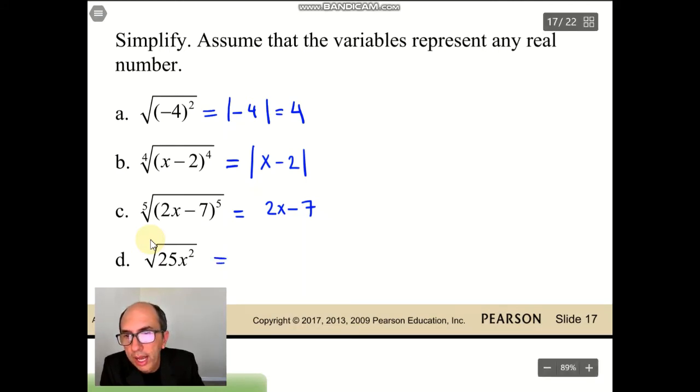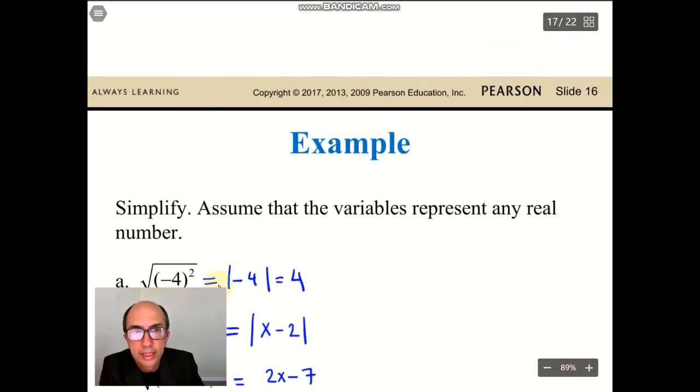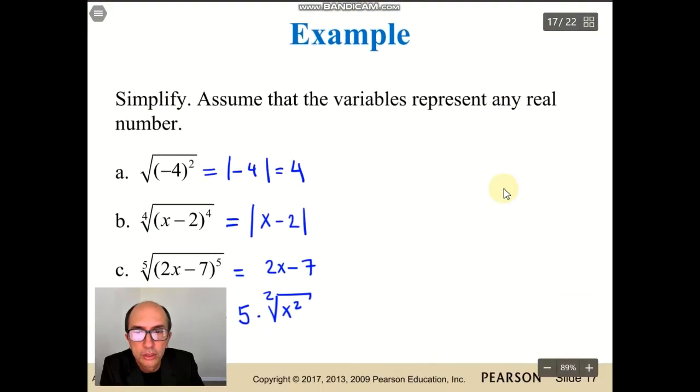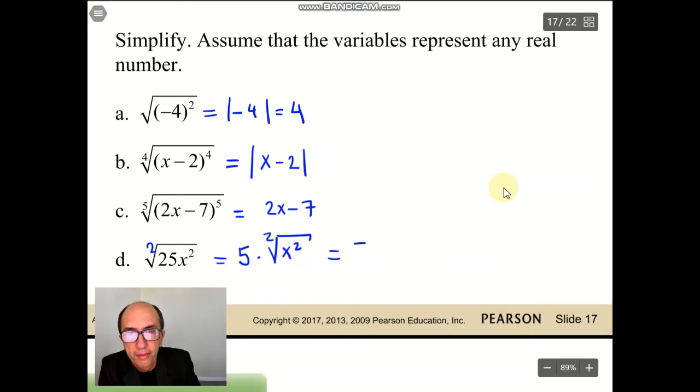And now again you have a square root, and if it's a square root, the result cannot be negative. The square root of 25, we can find out here, is 5. And we have to find now the square root of x squared. Apply the rule, and you have to write it as an absolute value function. 5 times the absolute value of x.